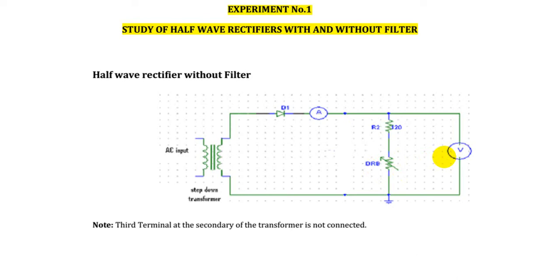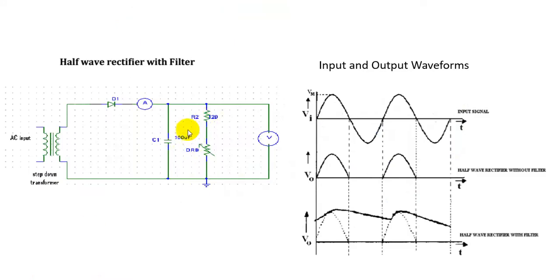In the second circuit, we are going to introduce the filter, that is your capacitor. It will be connected in parallel to the resistor branch. When you connect a capacitor in parallel to the resistor branch, it will filter out all the ripples and it will try to maintain the output voltage constant.